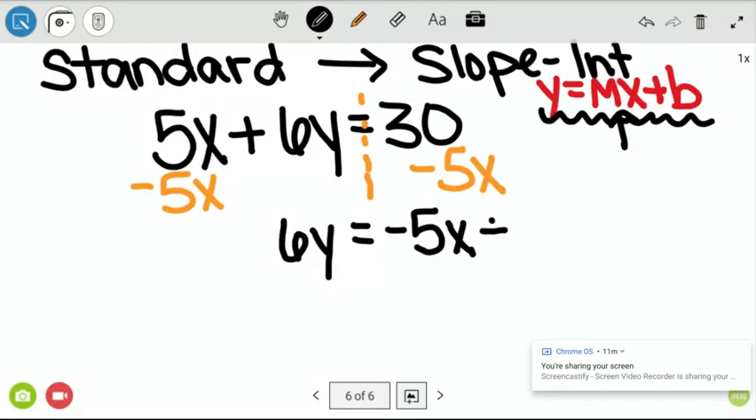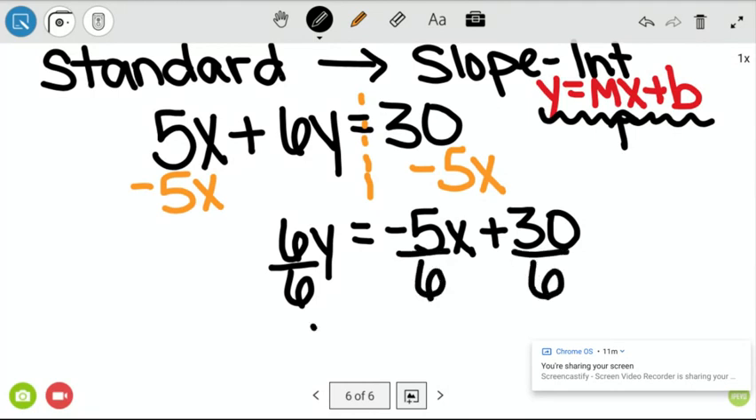Okay, so we have negative 5x plus 30. And after this example is over, I am going to have to go because Dr. J needs us in the cafeteria. But our last step is to divide by 6, and so we would get y equals negative 5/6 x. 30 divided by 6 gives us a plus 5.